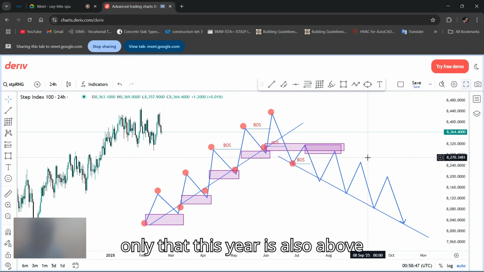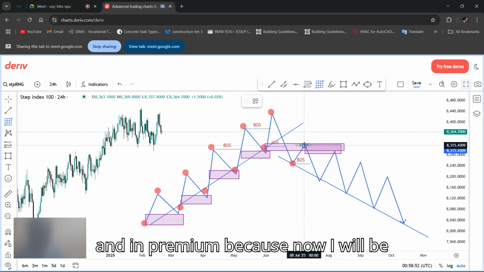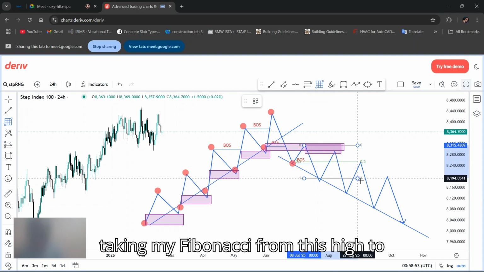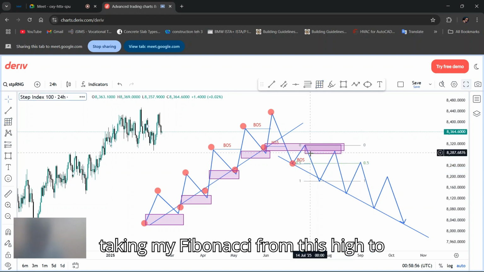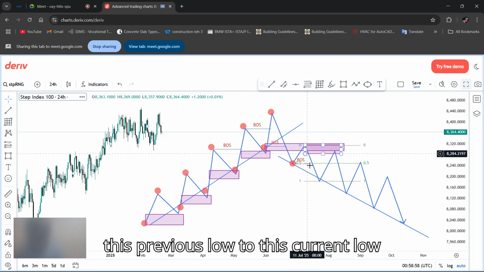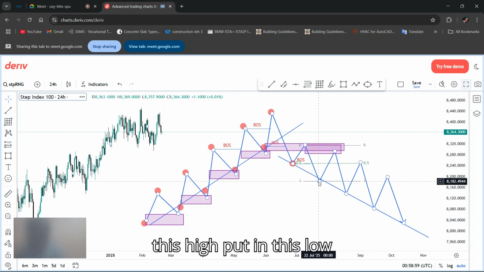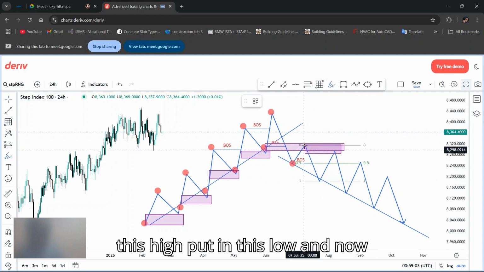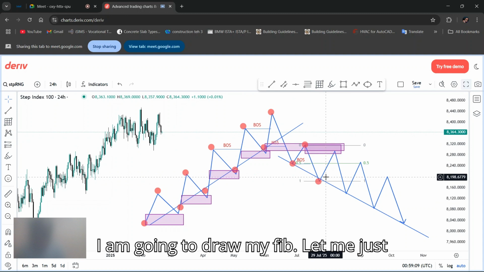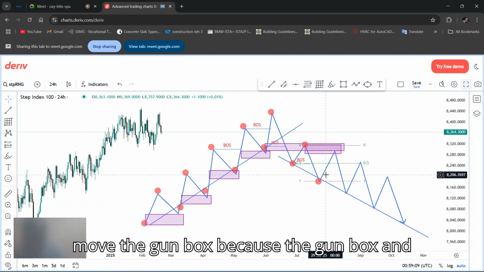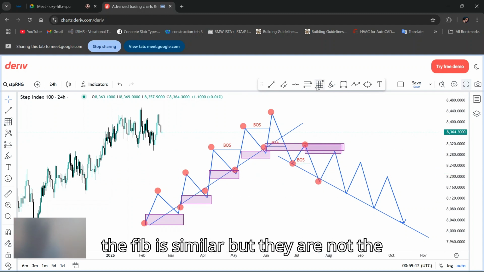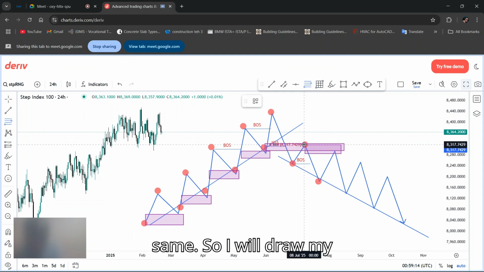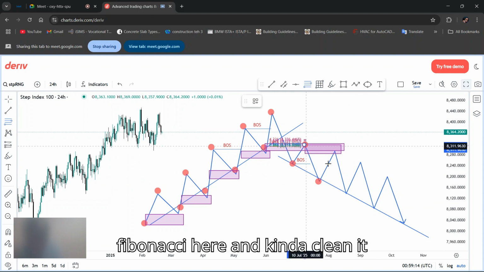And not only that, this area is also above equilibrium, in premium, because now I will be taking my Fibonacci from this high to this current low, this high that put in this low. Now I am going to draw my fib. Let me just move the box, because the box and the fib are similar, but they're not the same. So I will draw my Fibonacci here. I'm going to clean it up.